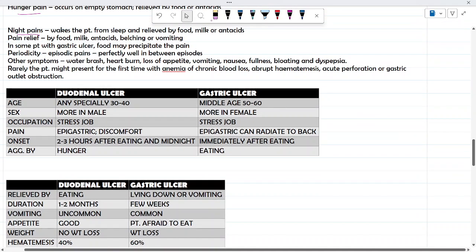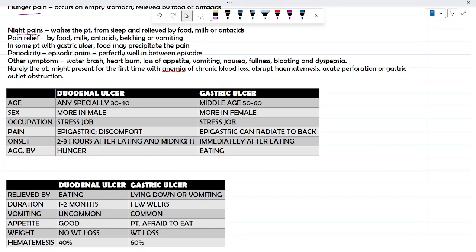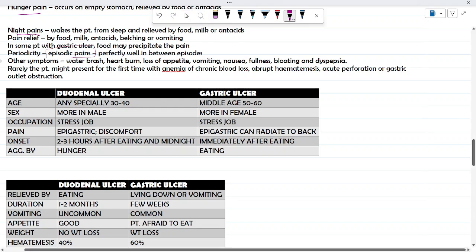Pain relief is by eating something, or by belching or vomiting. In some or most of the gastric ulcer patients, food precipitates the pain. Periodicity also is seen, that is, the patient is perfectly well in between the episodes, and you can say it is the type of episodic pain. These are the main clinical features.